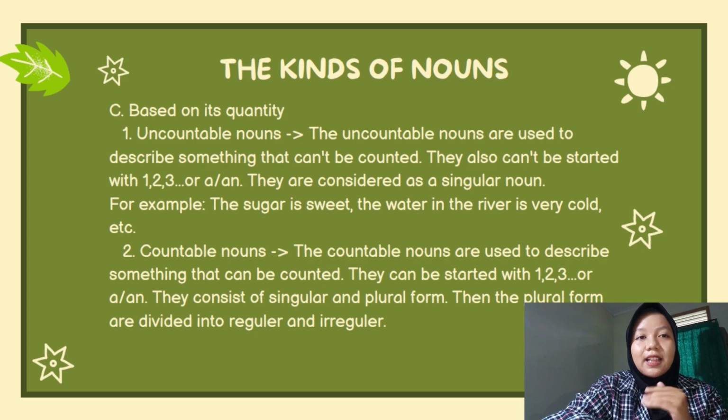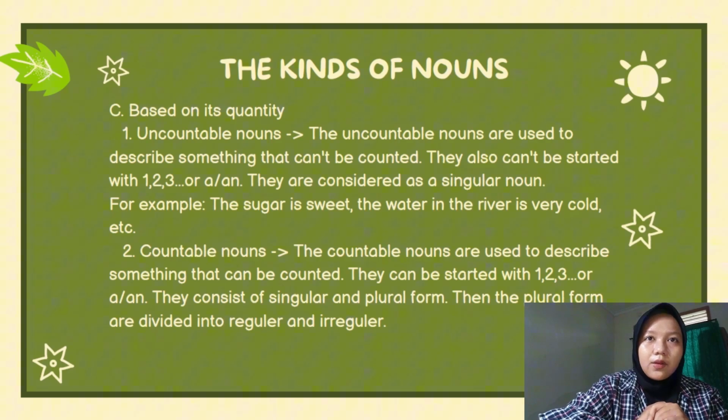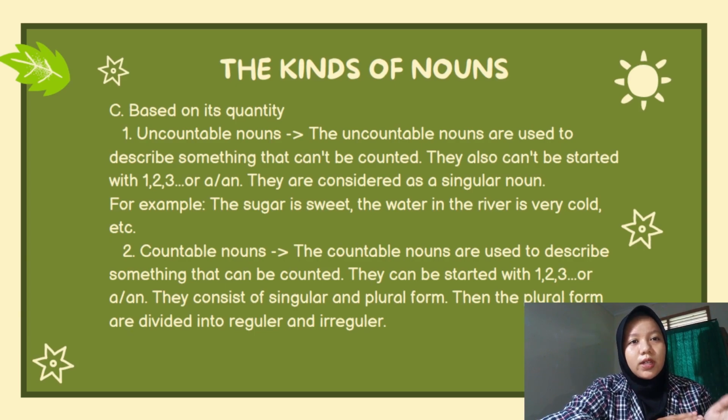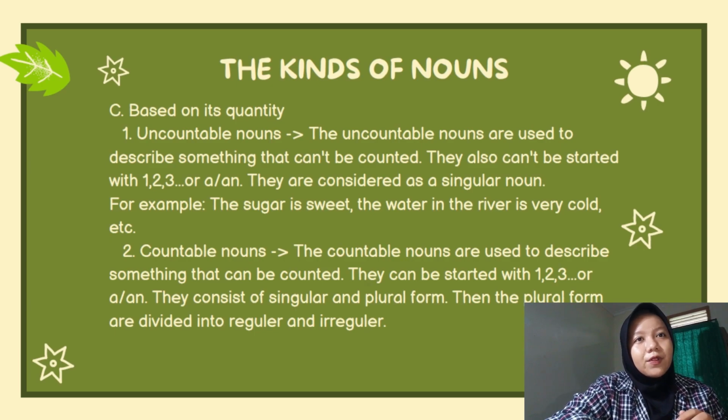So next is nouns based on quantity. The first is uncountable nouns. Uncountable nouns are used to describe something that cannot be counted. They also cannot be started with number 1, 2, 3, or a, and they're considered singular nouns, like sugar. The sugar is sweet, not sugars is sweet. The water in the river is very cold, and so on.